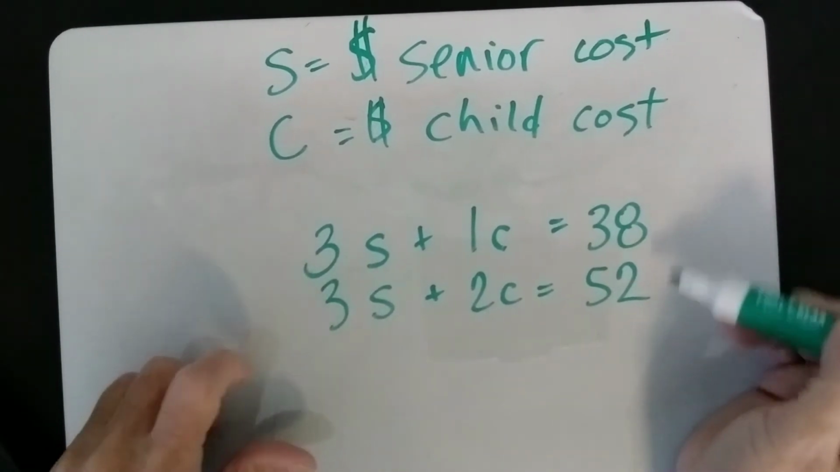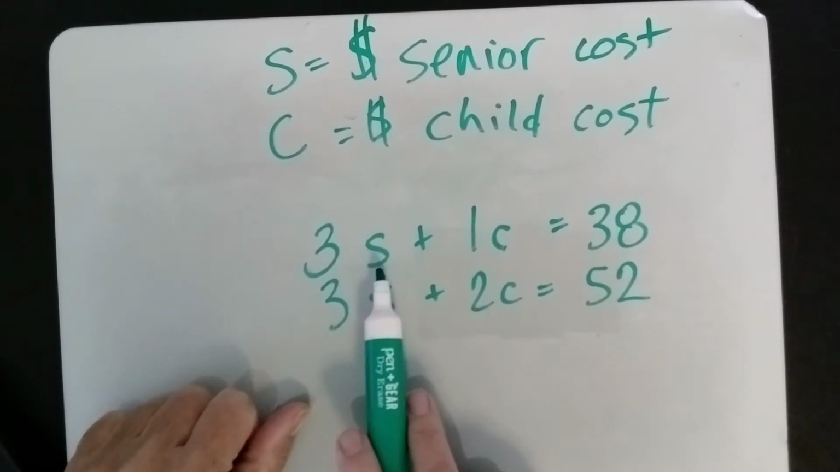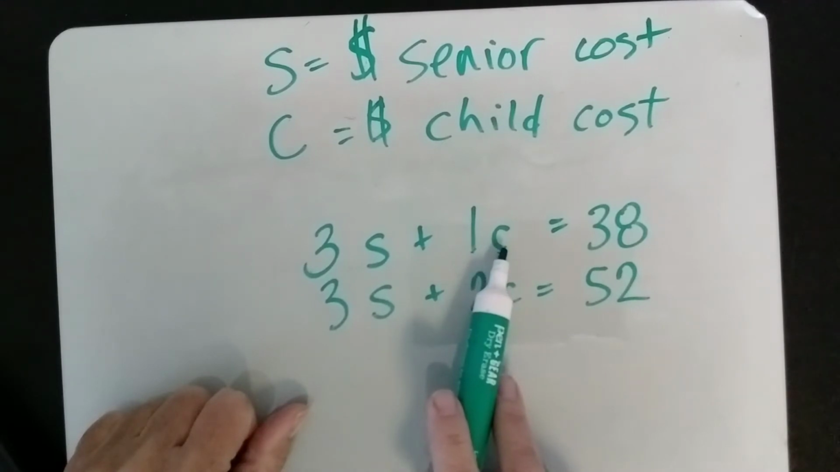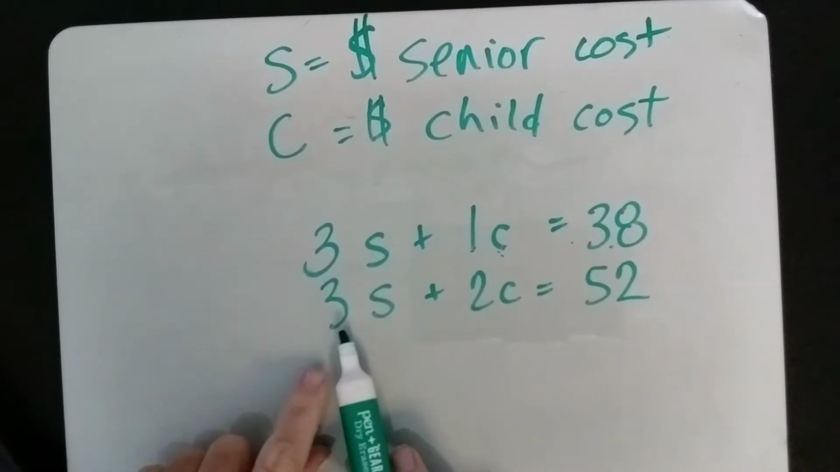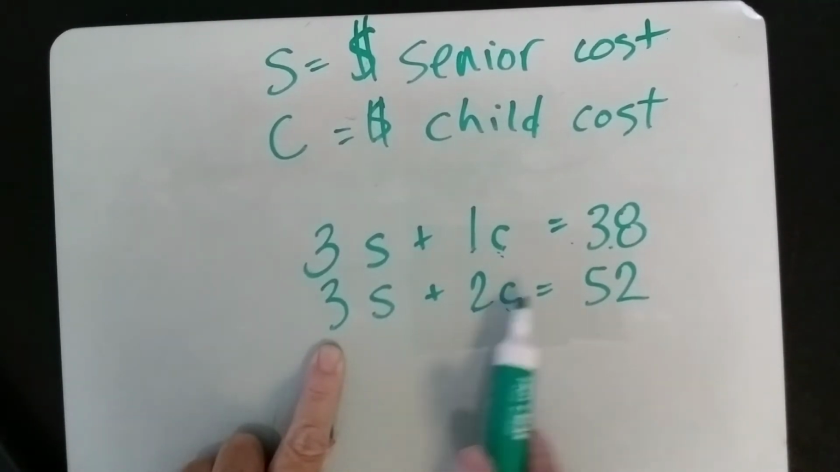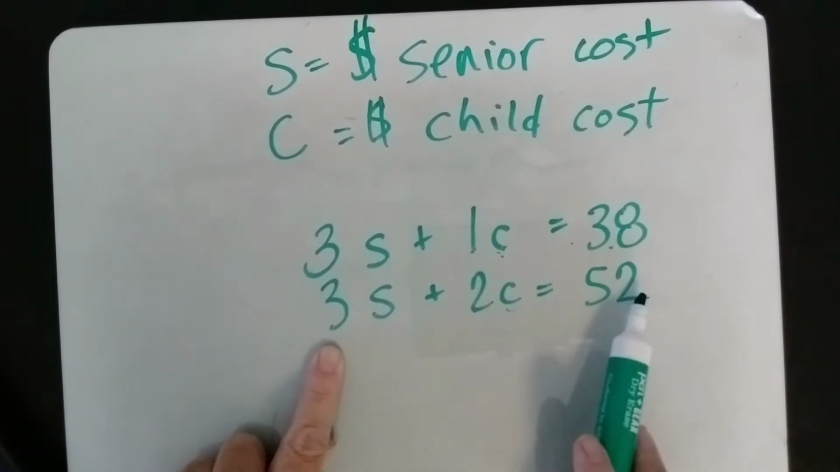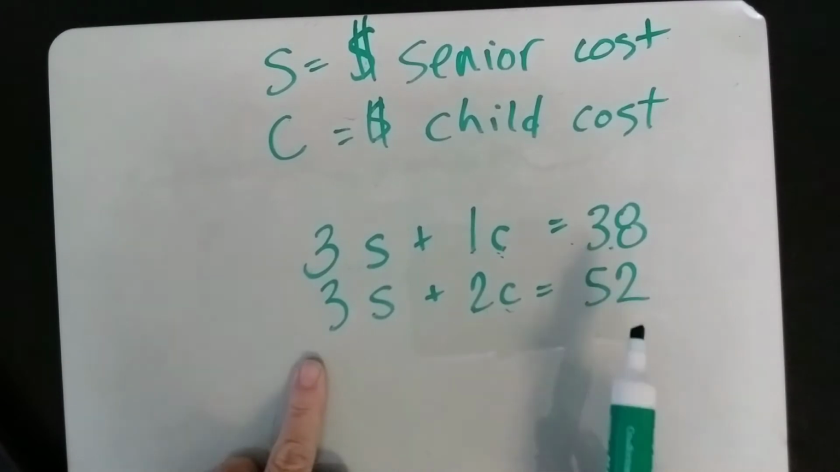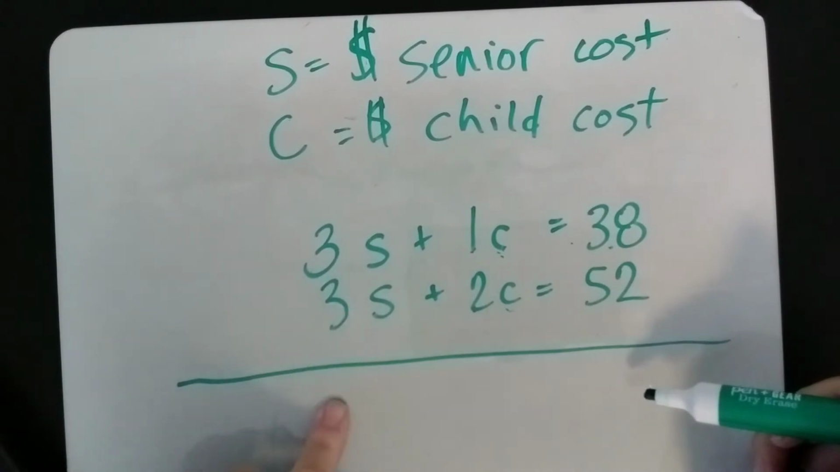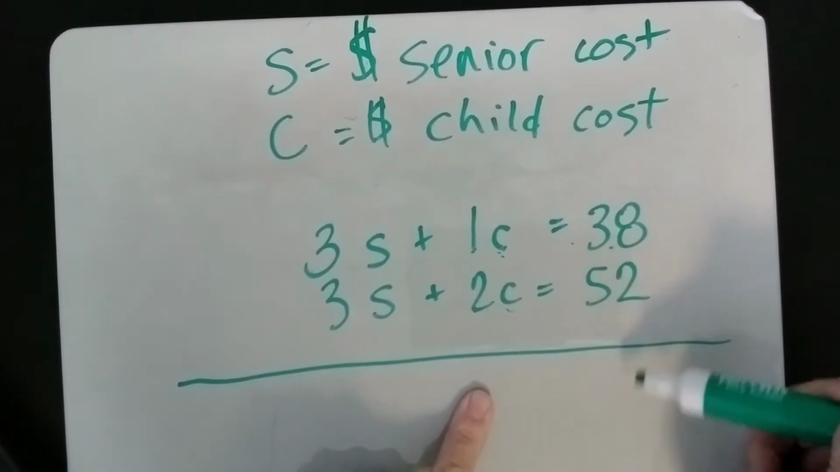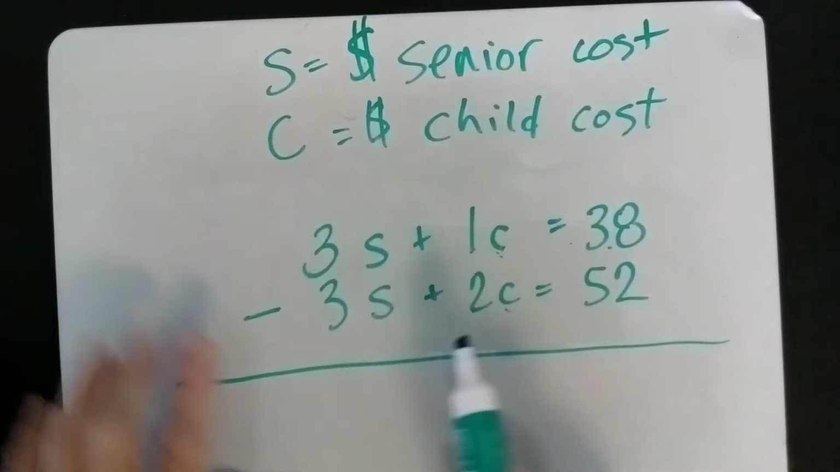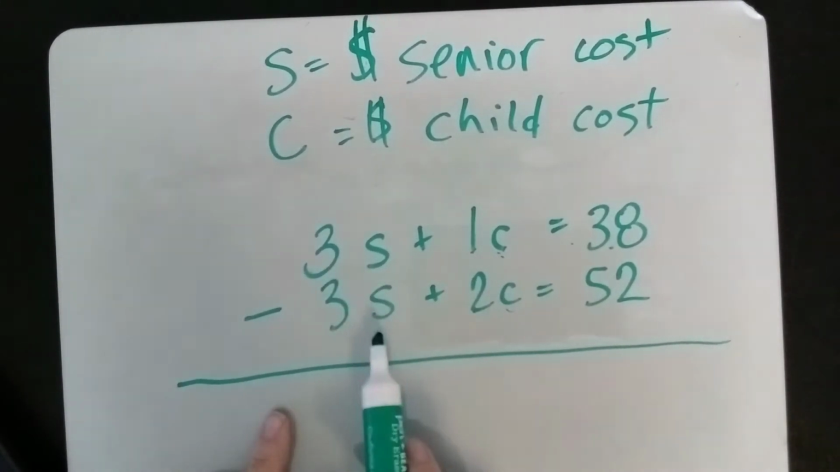So we have our system of equations. We know that 3 times the cost of a senior citizen ticket plus 1 times the cost of a child ticket costs $38. And 3 times the cost of a senior ticket plus 2 times the cost of a child ticket equals 52. So we just need to look at these like a system of equations. If I add these, nothing cancels out. I'm going to get 6s plus 3c equals 90. So let me see if I subtract them, if we get anywhere. And if I do subtract them, the s's will cancel out.